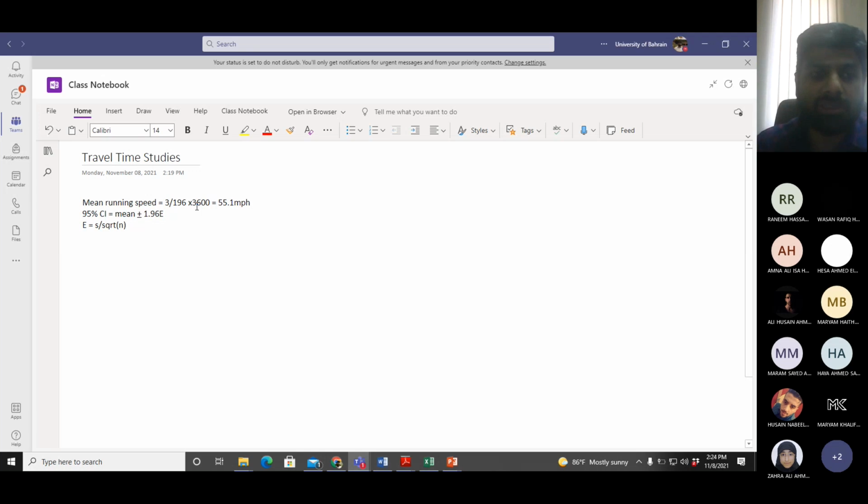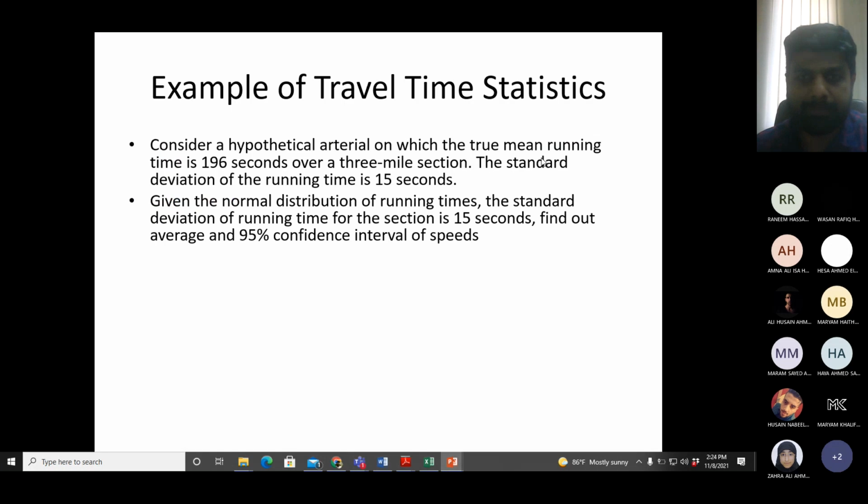Why? Because in this question, you don't need to calculate E. I will tell you the reason. If you read the first line, the last few words say true mean running time. The word true in statistics has a special meaning. True means that it is for the entire population, not for a sample. So the mean given here, 196 seconds, is not the mean of a sample of travel time or running time. This is the mean for all the drivers who have driven on this arterial.